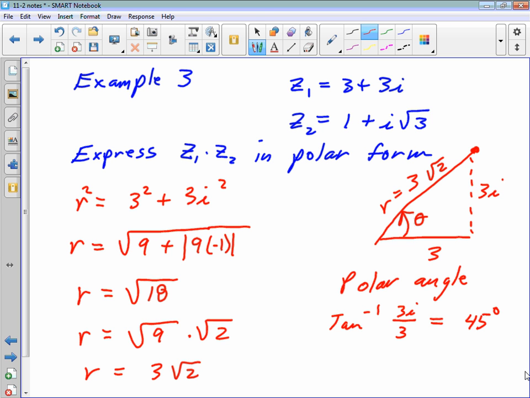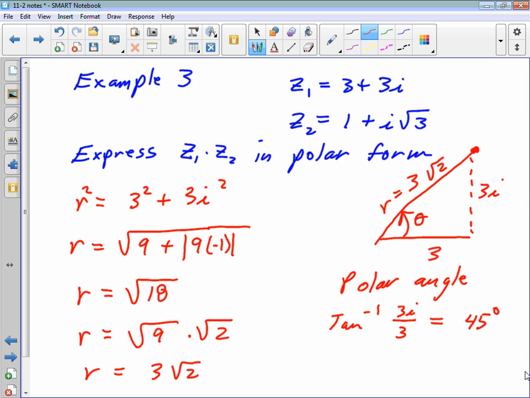You can look on your unit circle or you can use your calculator. But an arctan of 1 is 45 degrees. So life's good. You can also think of it as sine over cosine, sine theta over cosine theta. Either way, you get 45 degrees.